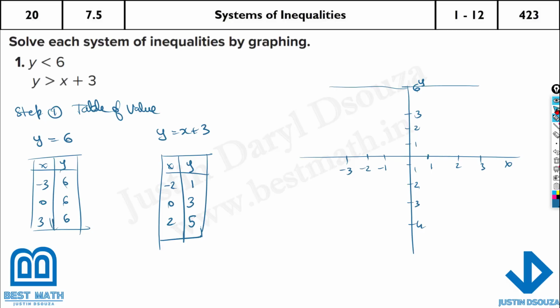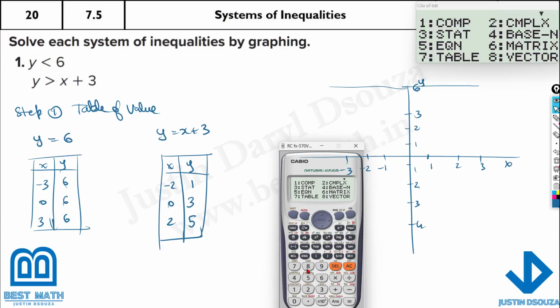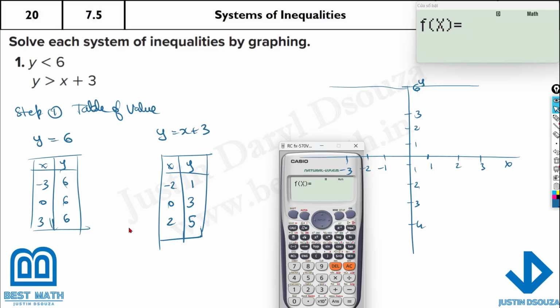Now, how to get it in the calculator? These tables, both of these can be obtained easily. All you need to do is mode and 7 for table. Now type this equation. See, you cannot put y. Y is f of x, already there. Don't go to put y or something like that. There is y over here. Don't press this. It'll be an error. Only x is the given variable. But here, do we have anything? No. It's only 6. Y is f of x equals 6.